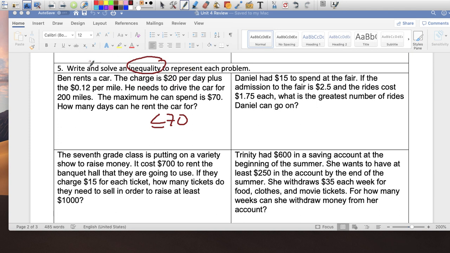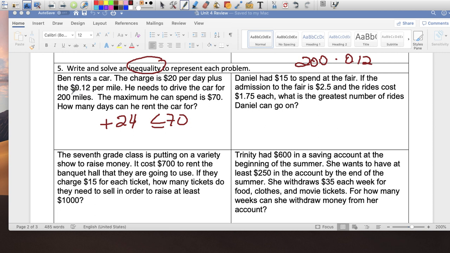Well, I don't know how many days yet, but I know that he has to travel 200 miles. And each mile is 12 cents. So I'm going to multiply that. Alexa, what's 200 times 0.12? 200 times 0.12 is 24. So he's going to pay $24 just for the miles that he's driving.